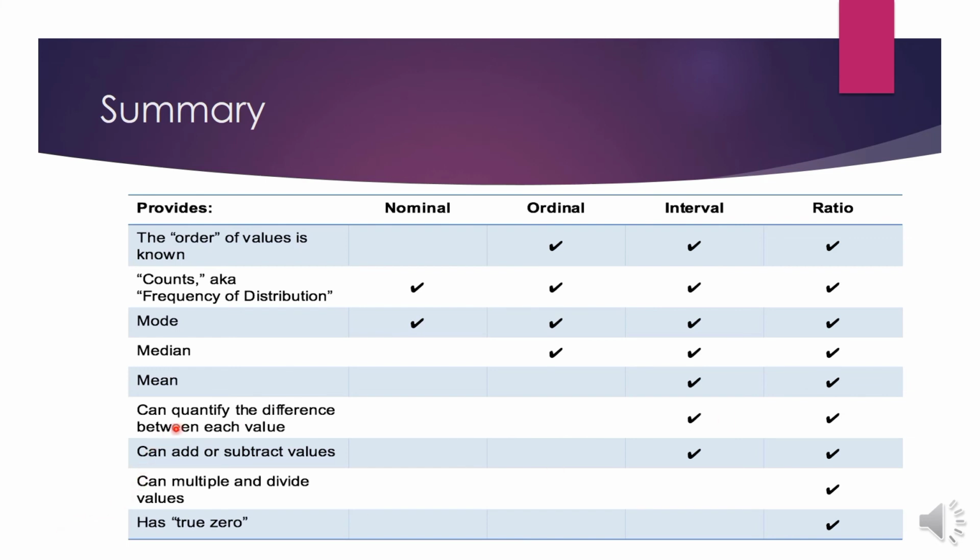Can quantify the difference between each value. We have the interval and ratio. Can add or subtract values. That is in interval and ratio. Can multiply and divide values. That is for ratio only. Has true zero. That is ratio.